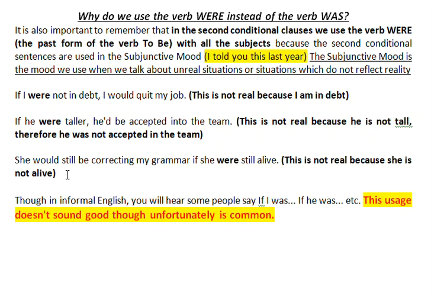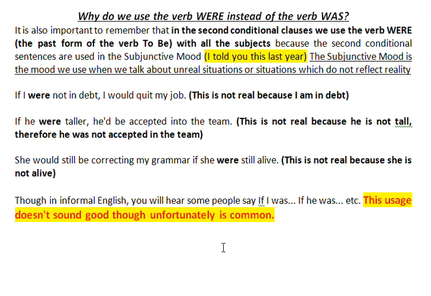She would still be correcting my grammar if she were still alive. Okay? Ella aún estaría corrigiendo mi gramática si ella estuviera viva. Here I'm thinking about a university professor I had. But this is not real because she's not alive, sadly. Okay? Esto no es real porque ella no se encuentra con vida.